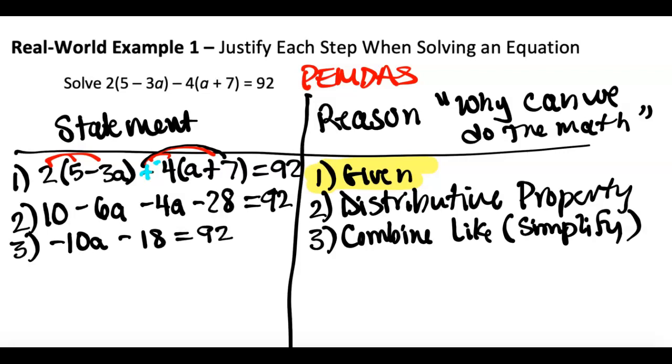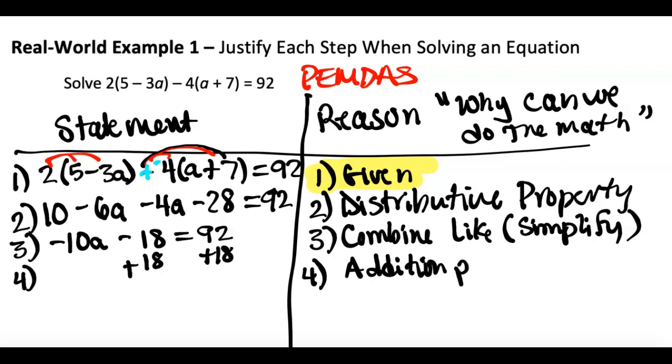Alright, so when we use equality, this is where we either add or subtract to both sides, and from here on out we can use our properties of equality. So if I'm looking at this next part here, I want to know if I'm trying to solve for a, well, I would have to add 18 to both sides. So therefore this is the addition property of equality. And then you would write what you have after you do that. So we would get negative 10a equals 110.